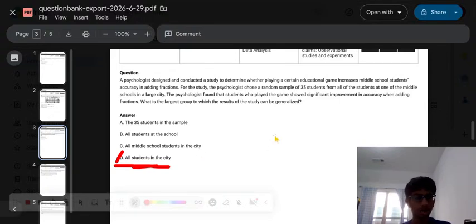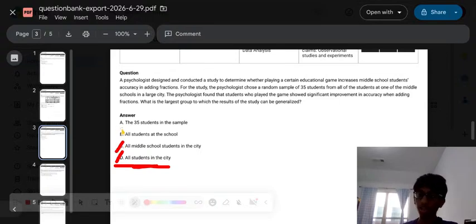Well, what if the one middle school is a middle school that is STEAM focused? The people there will obviously have increased fraction accuracy compared to students in a normal middle school. So that means that the proportions are going to be different. So the study cannot be generalized to all middle schools in the city.